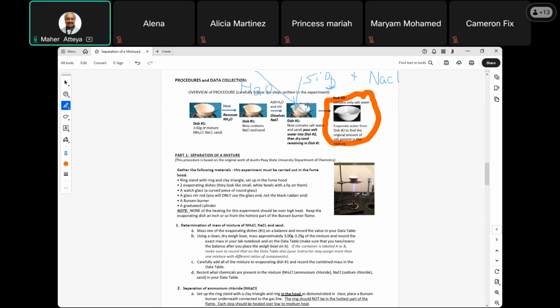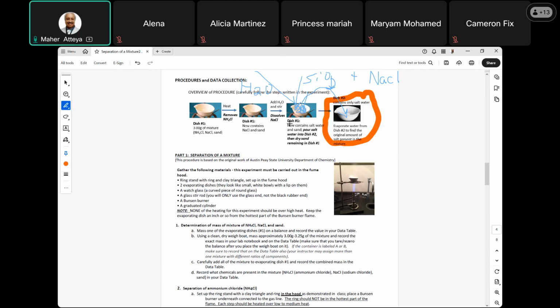So I'll add here, it says 10 mils. 10 mils I think is too much, but I told the students to take 5 mils first. Then we'll add this 5 mils of water, and stir the solution just to make sure the sodium chloride is soluble. Then we decant the liquid, keeping the sand solid at the bottom of dish number 1. So dish number 1 will have sand. Dish number 2 will have salt, kitchen salt, in the liquid phase.